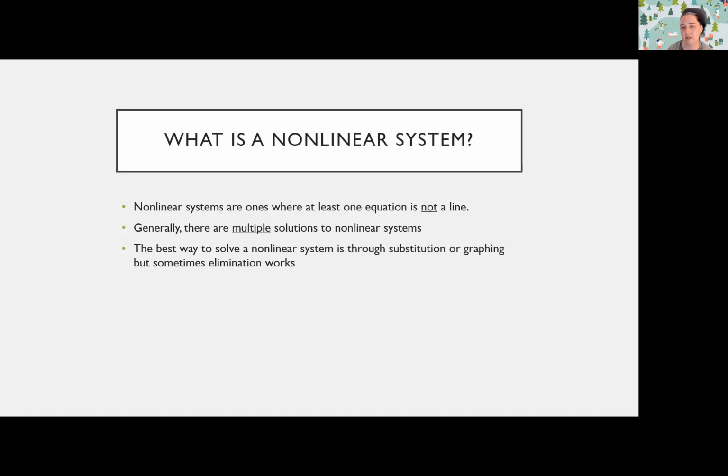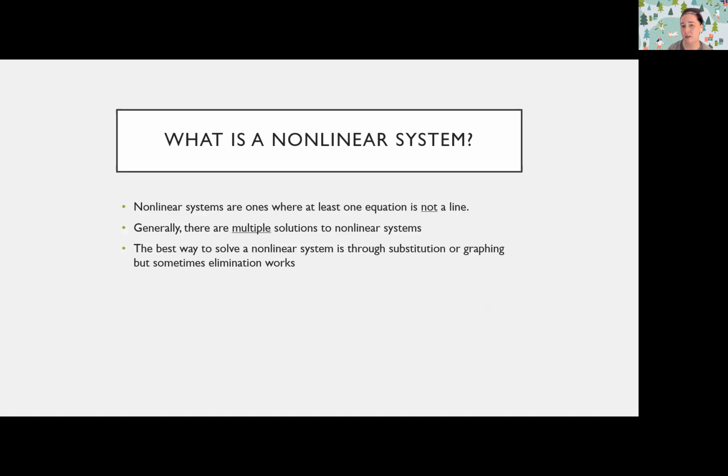Nonlinear systems are specifically when the equations you're looking at are not lines. At least one of them is not linear. You could have a linear equation and a nonlinear equation. So at least one of the equations in your system is not going to form a line. It could be quadratic, it could be a radical, it could be any sort of equation. These types of equations often have more than one solution because you're going to be intersecting in multiple places, especially if you've got a line going through a parabola, it will intersect in two different places.